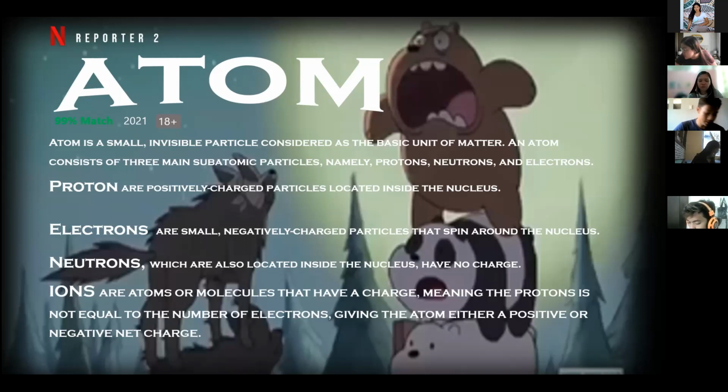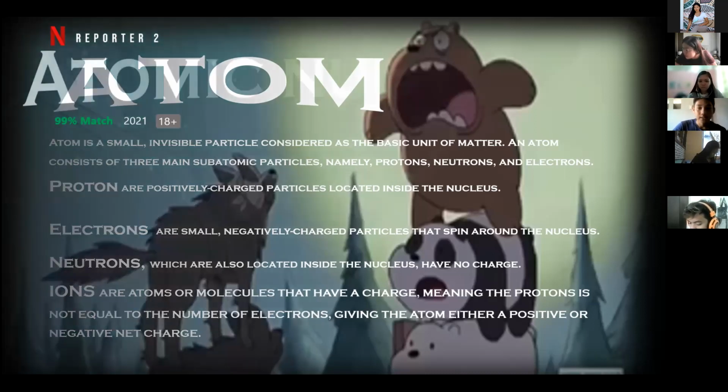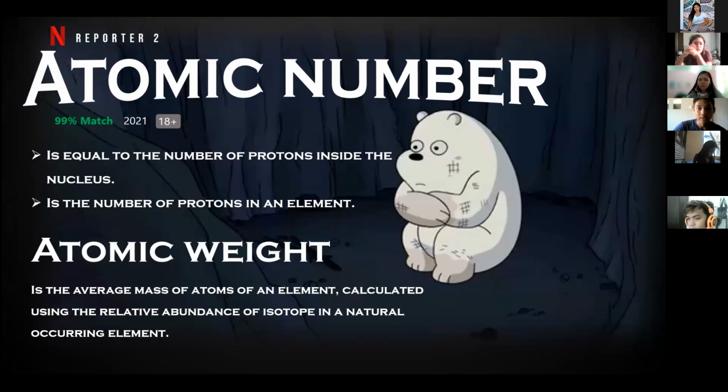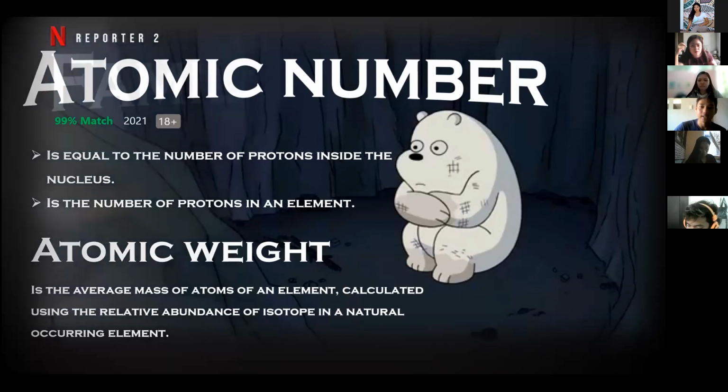For the next slide, atomic number is equal to the number of protons inside the nucleus. It is also the number of protons in an element. Atomic weight is the average mass of atoms of an element calculated using the relative abundance of isotopes in a naturally occurring element. Next slide.